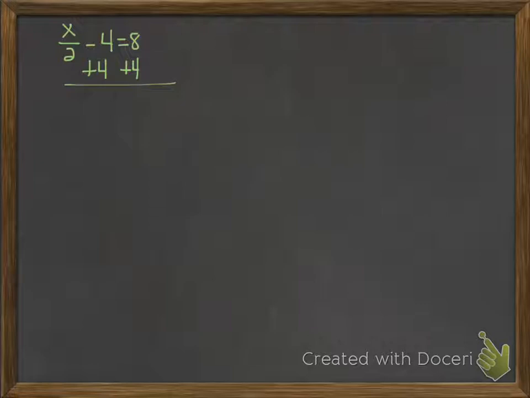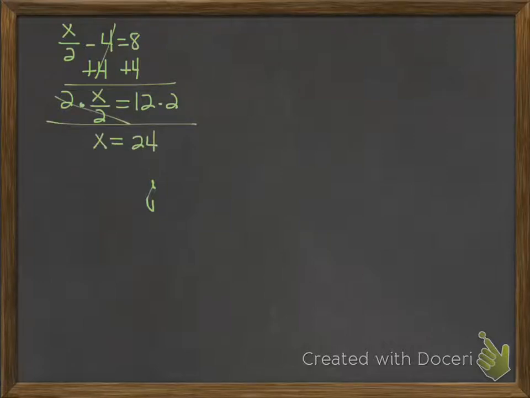Alright, next example. X over 2 minus 4 equals 8. Apparently I got ahead of myself. So addition, subtraction first. It says minus 4. So what we need to do is then add 4 to both sides. So when we do that, the minus 4 plus 4 cancel. We're left with x over 2 equals 12. Multiplication division. X over 2 is division, so we need to do the opposite and multiply by 2 on each side. So when we multiply by 2 on each side, the 2's cancel, we'll get x equals 24.